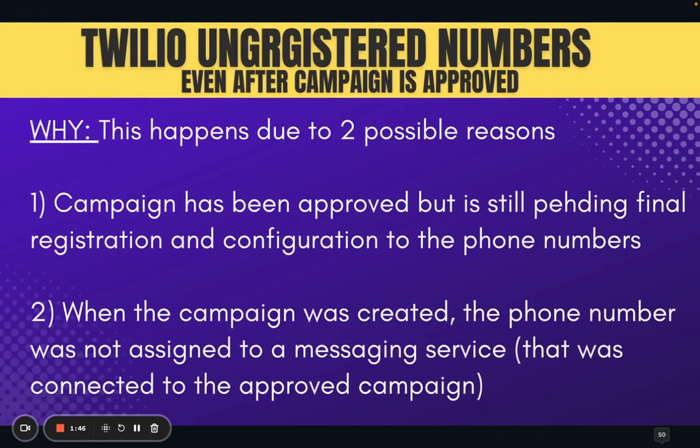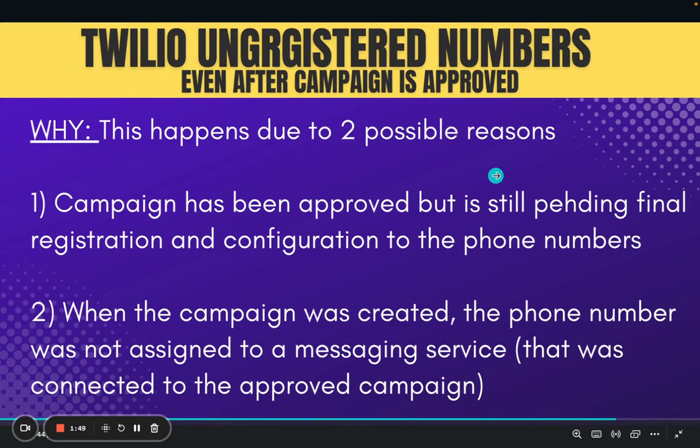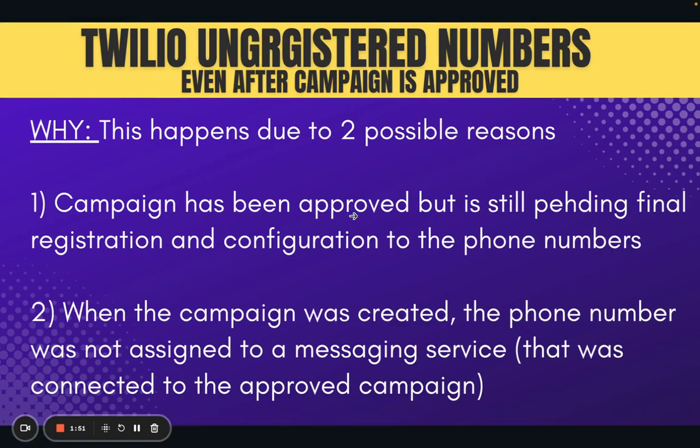So this pretty much is happening because of one to two possible reasons that we've pinpointed. Number one is the campaign has been approved, but maybe it's still pending. And that's a typo, guys. It's pending the final registration. So there's a registration period, which means did your campaign get registered? But there's also a configuration period, which is a more technical side of it. So one part is, are you submitting and doing everything and following the rules for the registration to get approved? Once it gets approved, then there is the technical aspect of it, right?